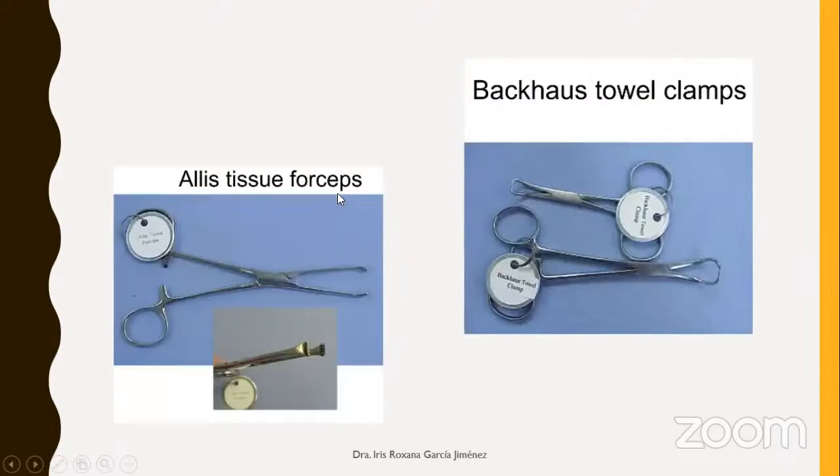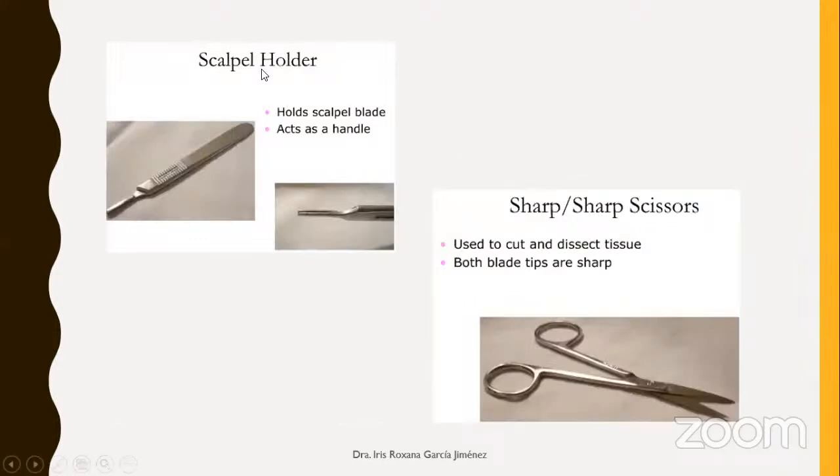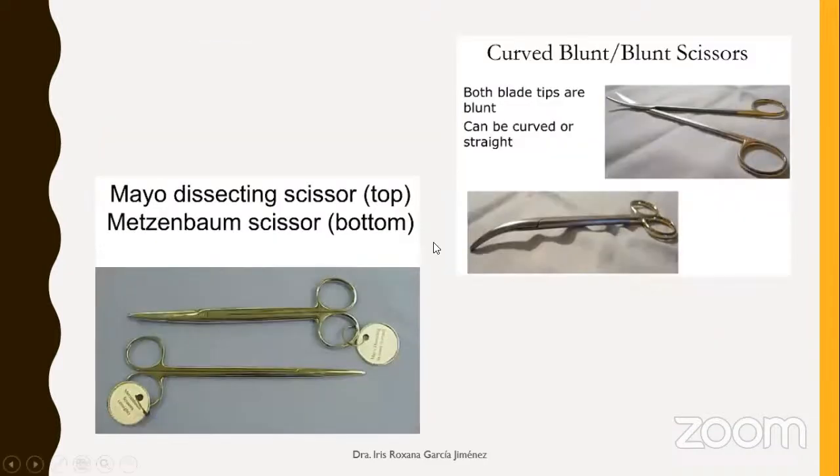The Allis tissue forceps, we all know the difference in the points in the forceps, I mean. The Backhaus towel clamps again. The scalpel holder, again, we all know how to prepare this. The sharp scissors for dissecting tissues. Both blade tips are sharp, you know. Then we have the Mayo dissecting scissors, this one, and the Metzenbaum for soft tissues, we can say. The curved blunt scissors, okay.